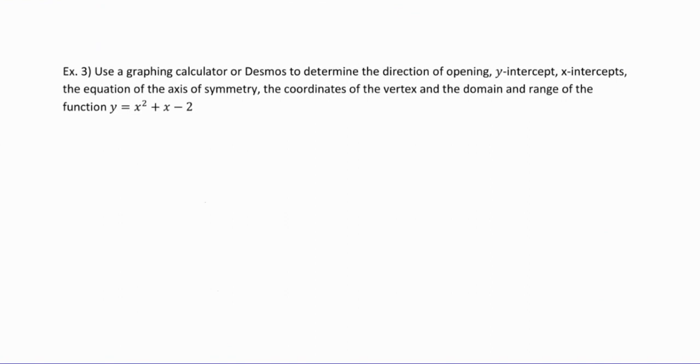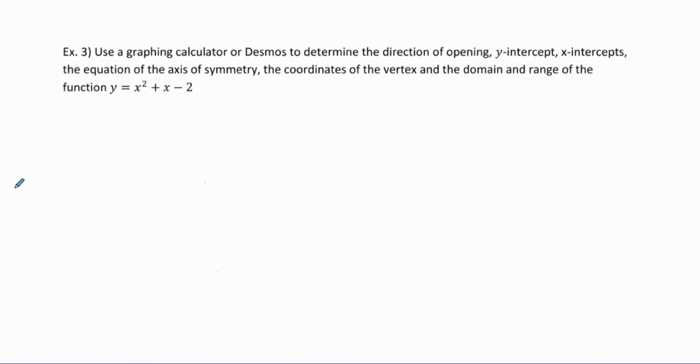Okay, next we're going to use a graphing calculator or the Desmos app. So I would suggest downloading the Desmos app. Just take a minute, download that, and then open it up. It's going to be x squared plus x minus 2. And we are going to be looking at its direction of opening, its y-intercept, its x-intercepts, the equation of the axis of symmetry, the coordinates of the vertex, and the domain and range of the function.